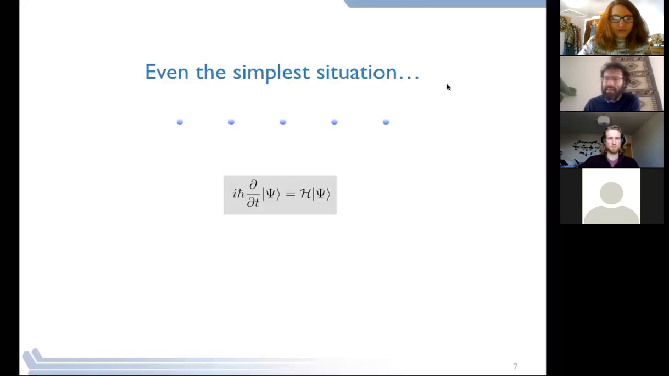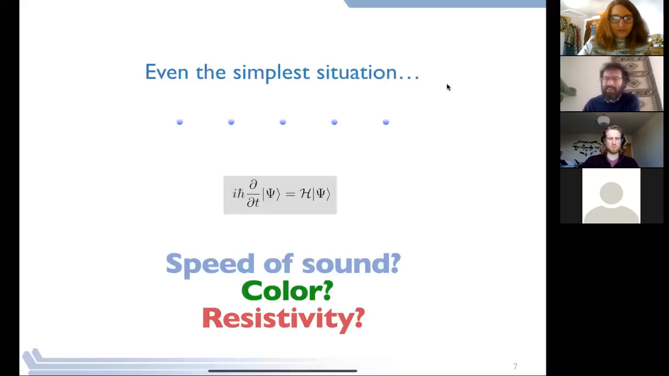But if I give you the Hamiltonian, do you think that you could tell me what the speed of sound is through this row of atoms? Or which color it might have if you look at it? Or even worse, what the resistivity is if I try to put a battery across it and then get some current to go? All of these things really are in there in the Hamiltonian somehow, because it is the theory of everything. But how to get them out is a big question.